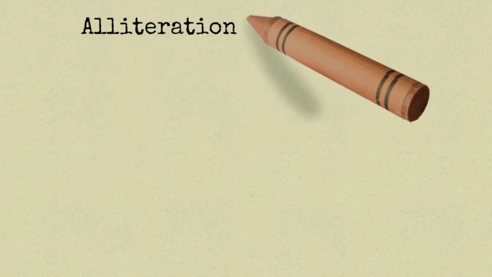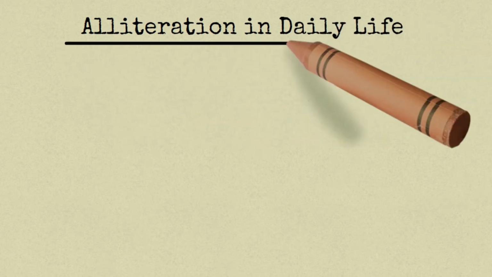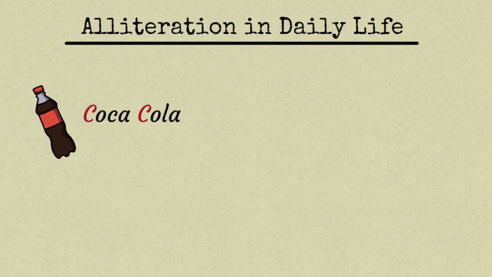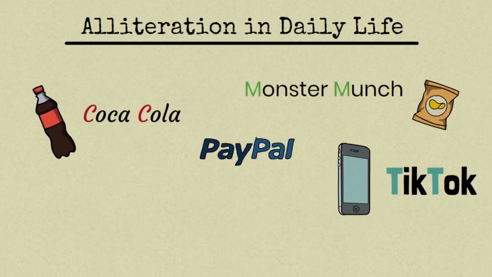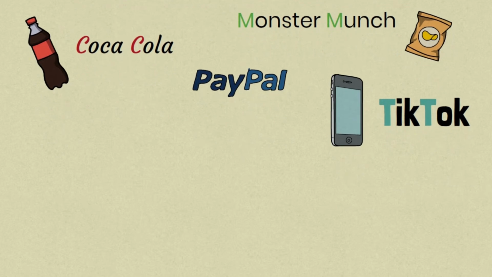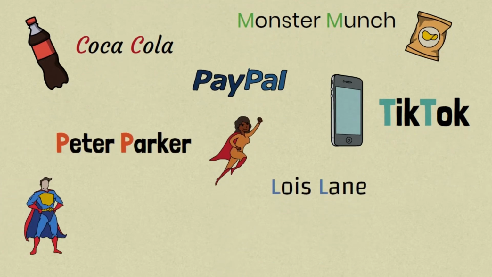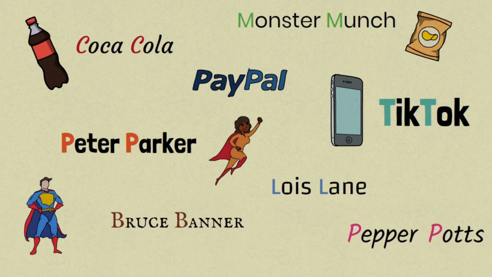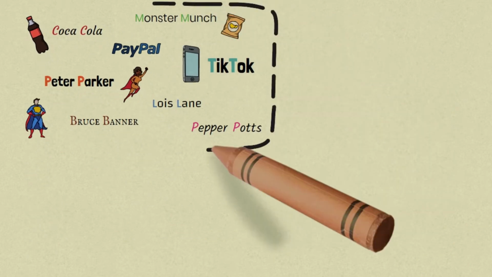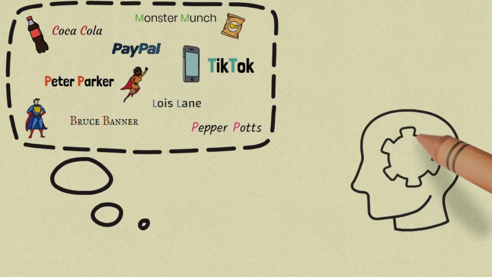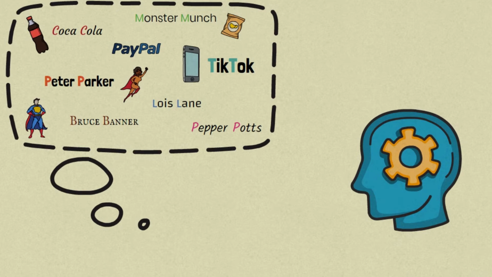For this reason, a lot of big-name brands use alliteration for advertising or for their product names. There are loads of examples, but to use just a few, think about Coca-Cola, Monster Munch, TikTok, and PayPal. Some of the most famous comic book characters also have alliterative names like Lois Lane, Peter Parker, Bruce Banner, Pepper Potts, and so on. Just like with brands, alliteration helps us to form a connection with a person or product because it sticks around in our brains for a longer period of time.